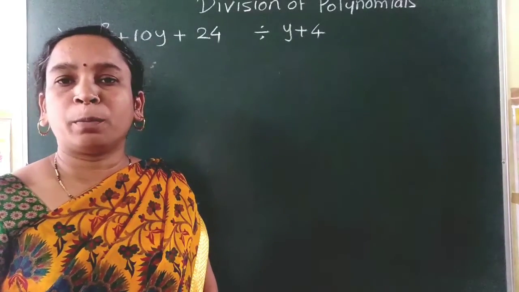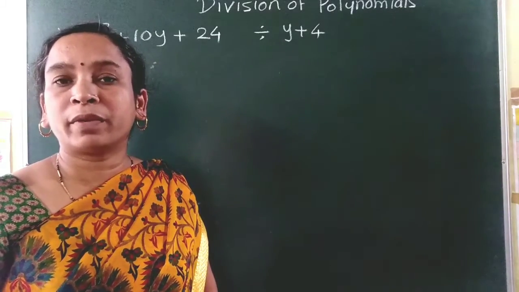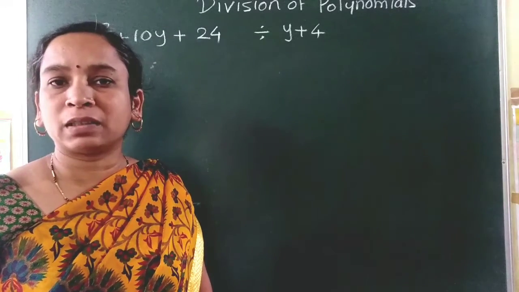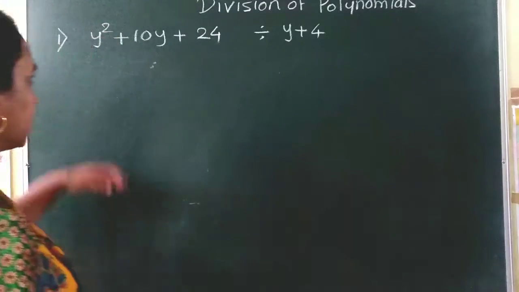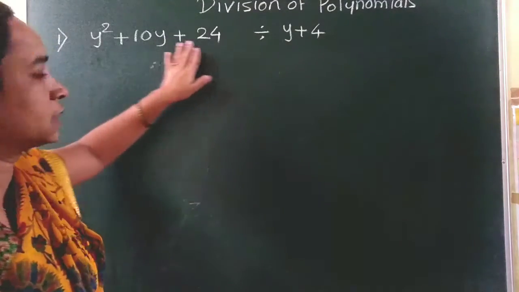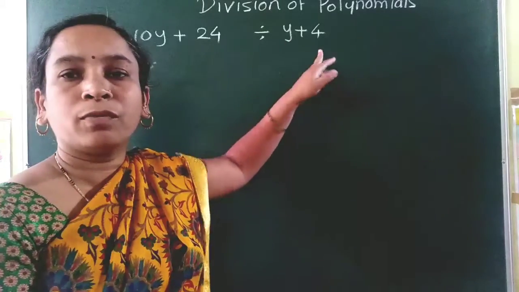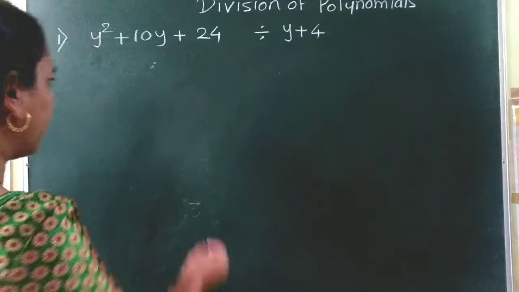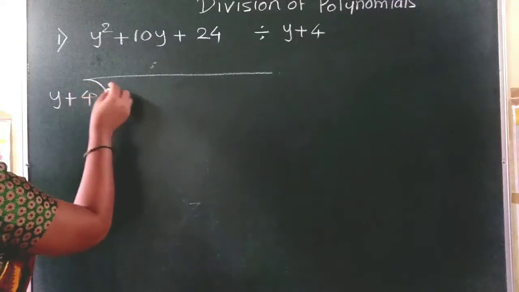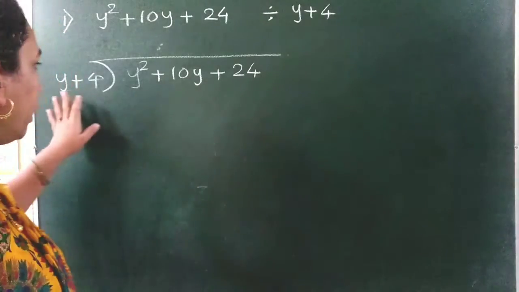To divide any polynomial by a binomial or a polynomial, we have to check that both the dividend and the divisor are in the standard form, or you can say the index form. So let's see the example. This is the dividend, y square plus 10y plus 24. Of course, it's in the index form. Now the divisor is y plus 4, which is also in the index form. So we will divide y square plus 10y plus 24 by y plus 4.